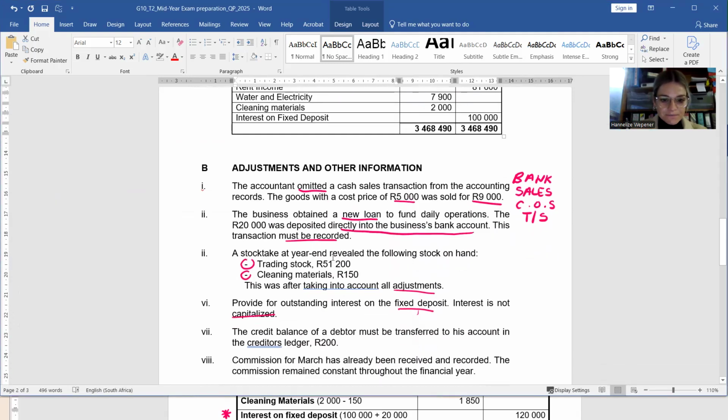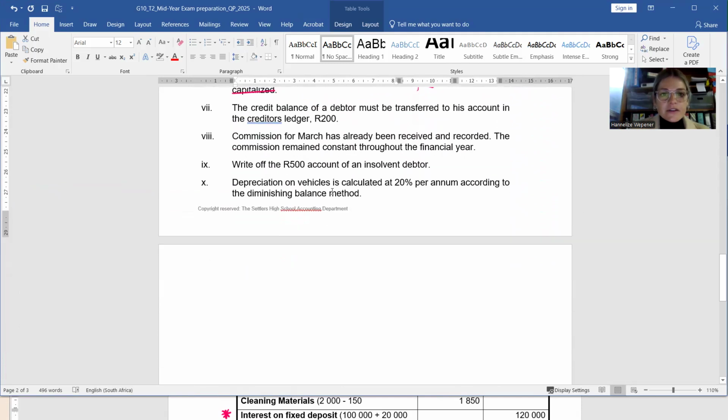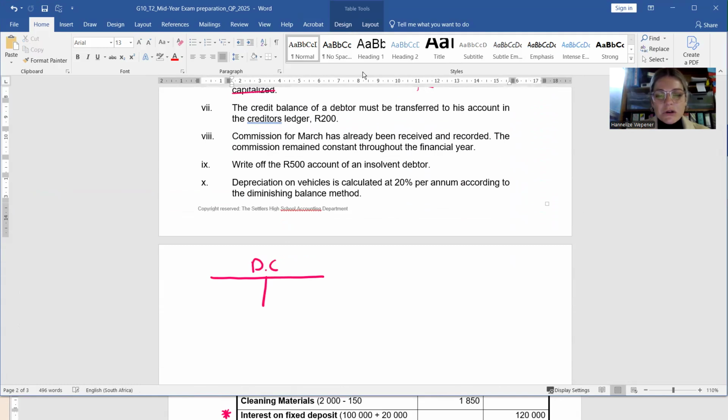Okay, moving on. The credit balance of a debtor must be transferred to his account in the creditor's ledger. So let's quickly look at what the situation is here. You have a debtor, right? So debtors control. Remember, when you are doing your calculations, it's fine to abbreviate. Just don't abbreviate in your actual T accounts, because then you will not get your marks.